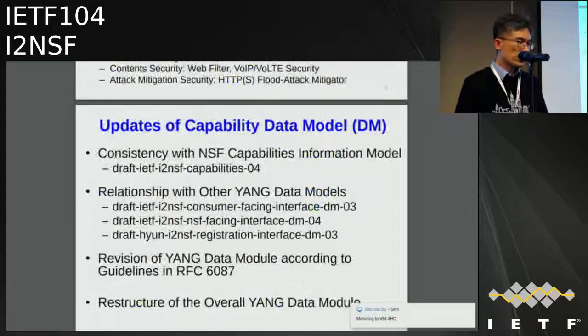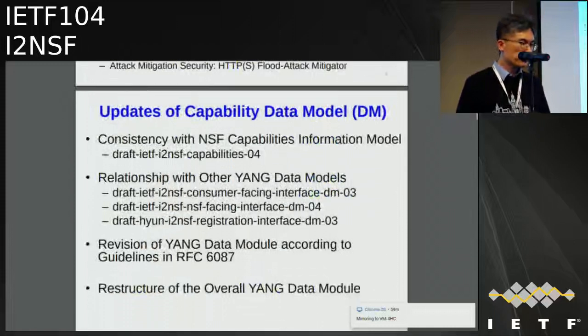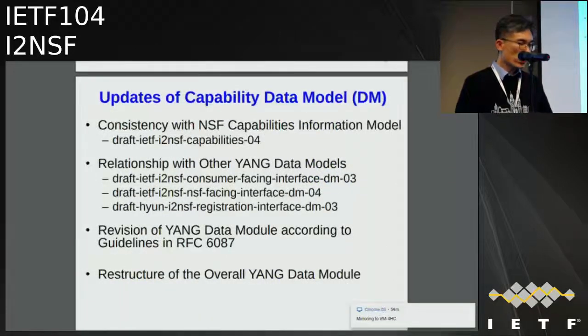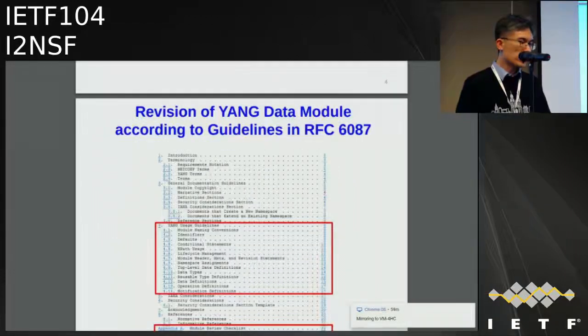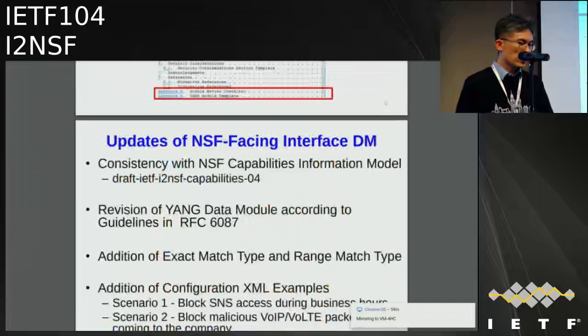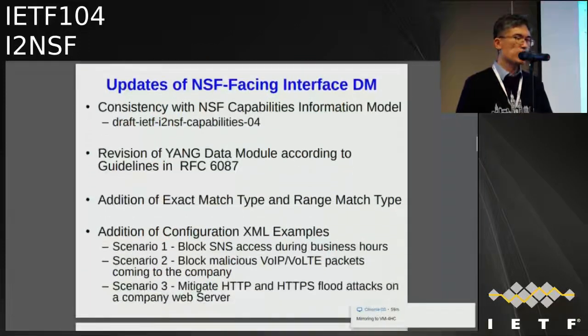Firstly, the capability data model. We revised and restructured it. There are no major changes in content, as we followed the guidelines for YANG, RFC 6087. Secondly, the NSF-facing interface data model. Also, we restructured it, but there is no major change in content.